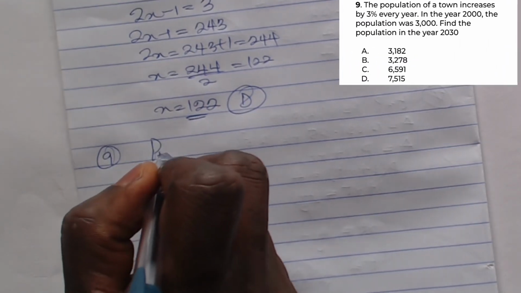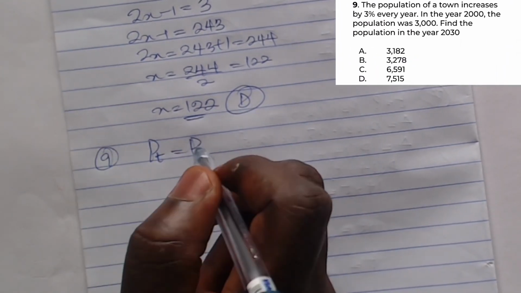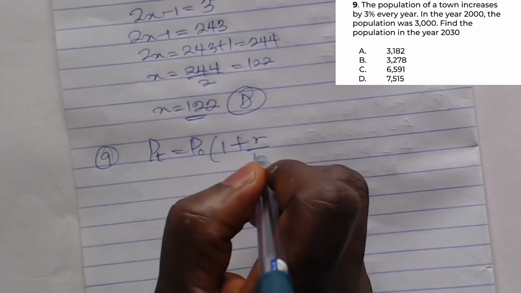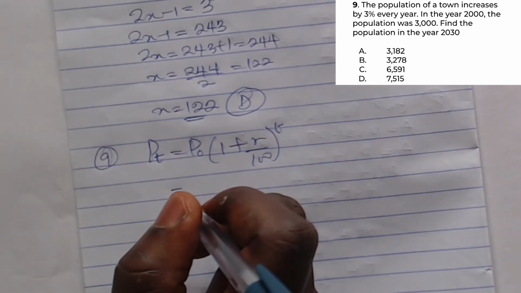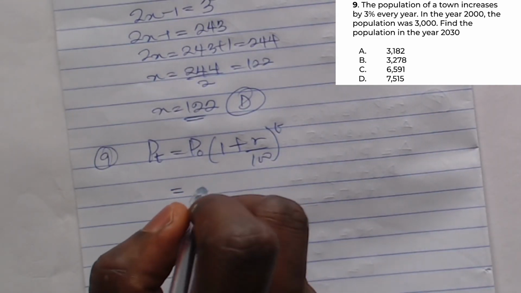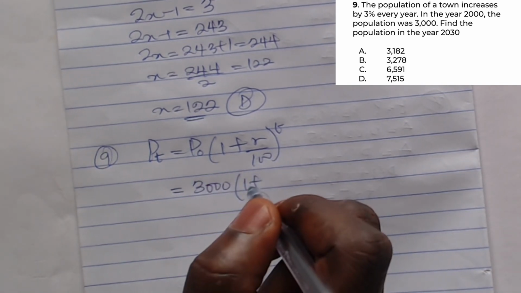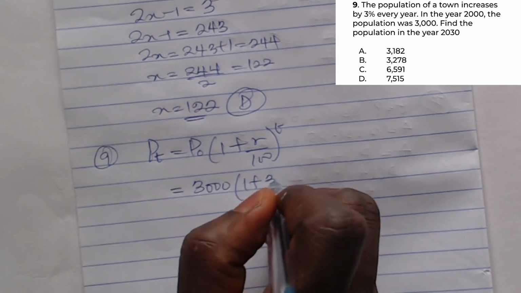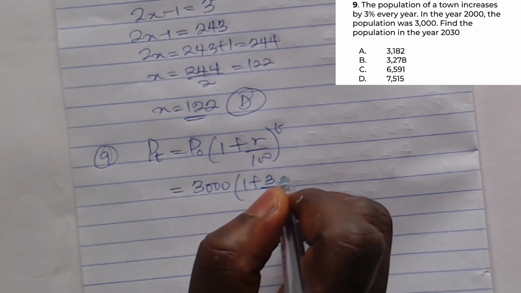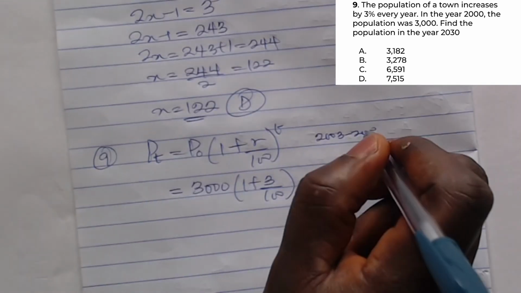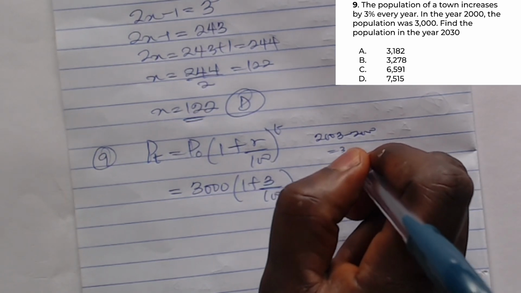If you want to calculate the population at time t, it is going to be the initial population into bracket 1 plus r, the rate over 100, raised to power t. You are given that the population was 3,000 in the year 2000. 1 plus, and what is the rate given? The rate is 3%, so divided by 100. And then what is the time? We are calculating from year 2000 to 2003. That is 3 years, raised to power 3.